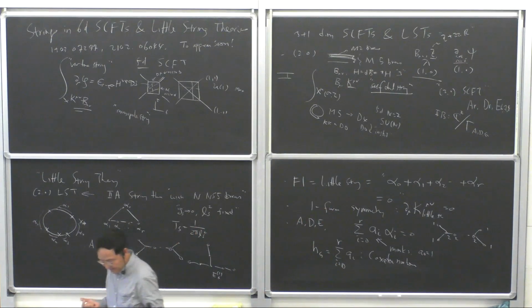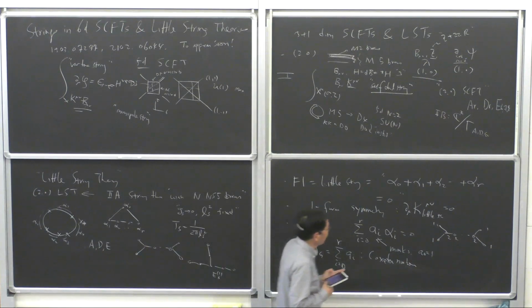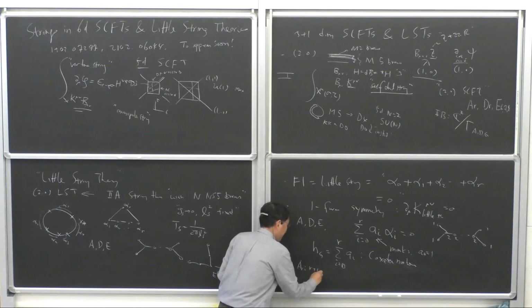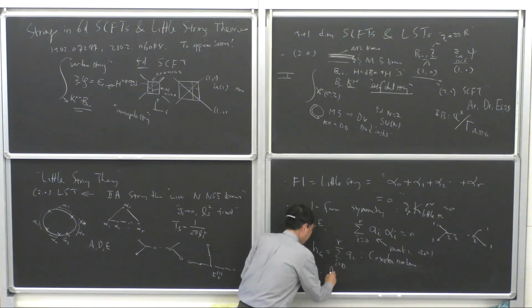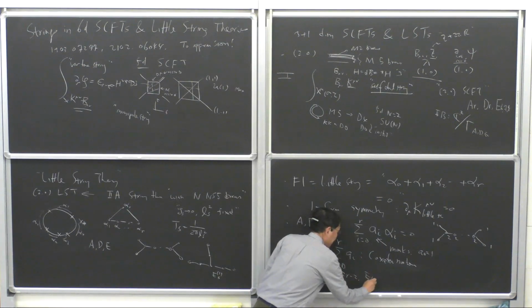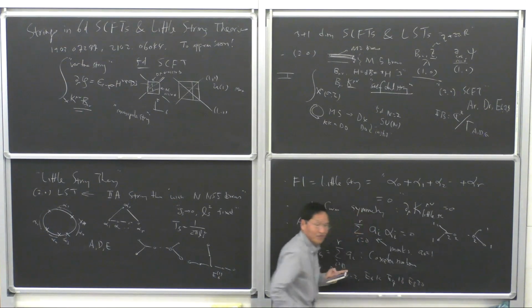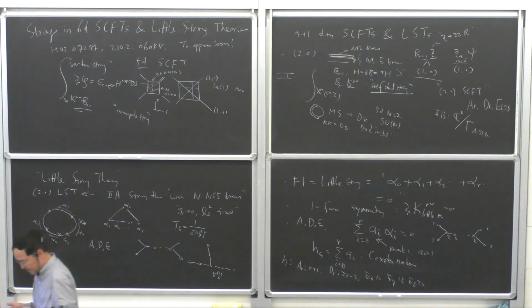Okay, and the single little string in the 2,0 theory of ADE type splits into h number of bits, and the type of each self-dual string will be given in terms of these marks. So A_R type is R plus 1, D_R is 2R minus 2, E6 is 12, E7 is 18, E8 is 30. Those are the Coxeter numbers of the ADE type. And the marks and comarks are identical for simply-laced groups.